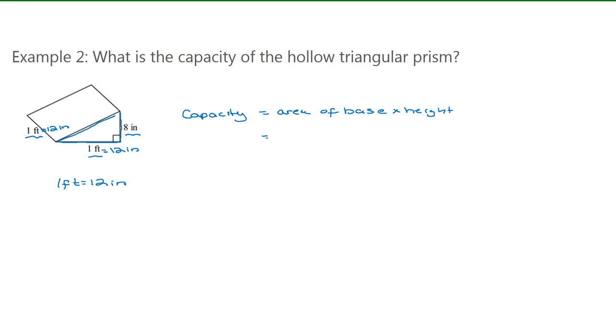Now what's the area of the base? Well, the triangle has a formula, base times height divided by 2. So that's 12 times 8 divided by 2. And if I multiply that by the height of the triangular prism, I now multiply that by 12. Putting that in the calculator, I get 576 cubic inches.